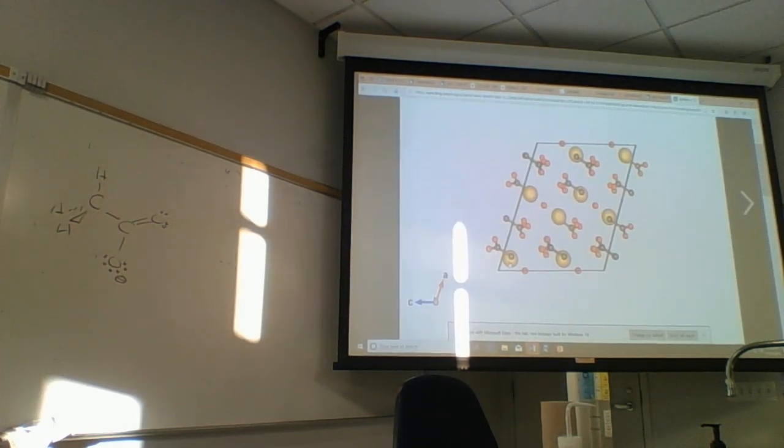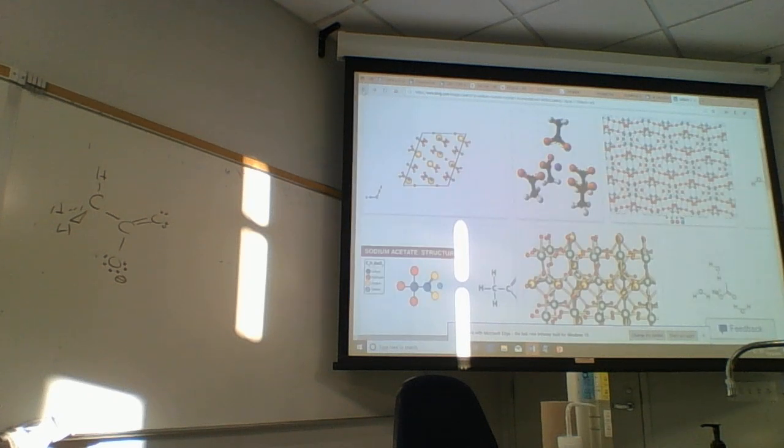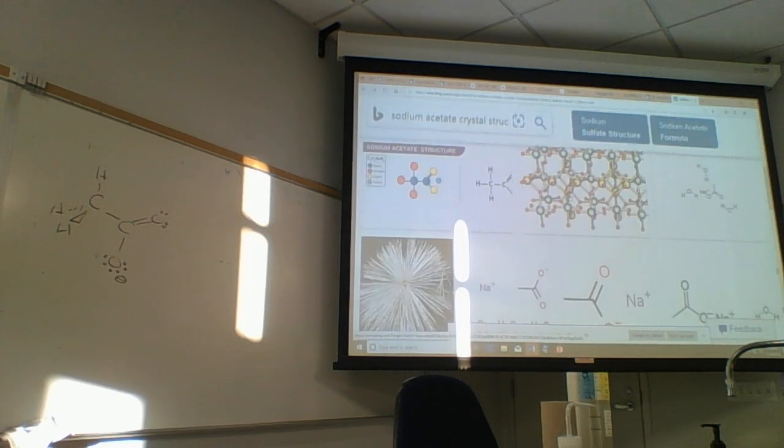The sodiums are in the gold here. The acetates are this. Or actually, is this acetate? Yeah, this is acetate. No, is that? Maybe not. What's the formula for acetate? CH3CO2 minus.